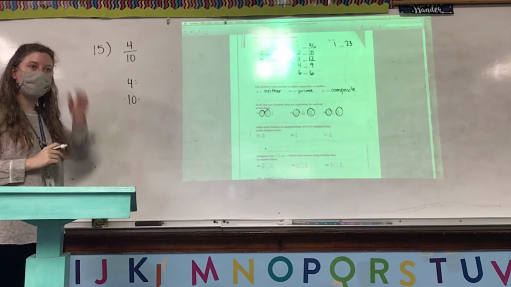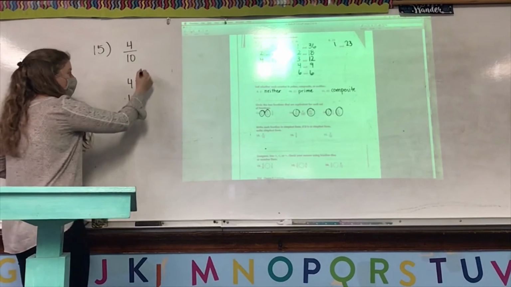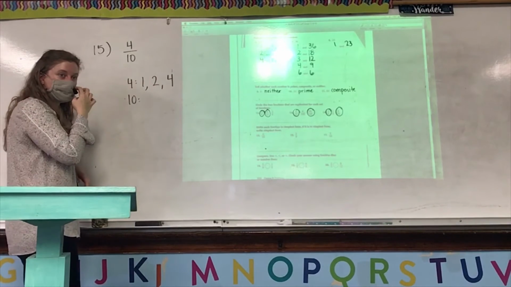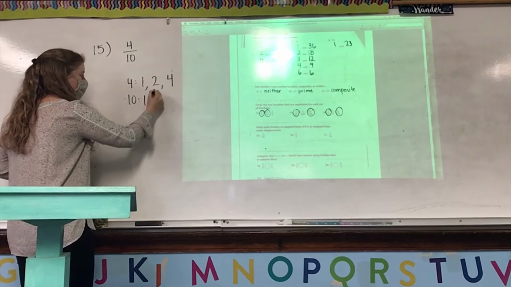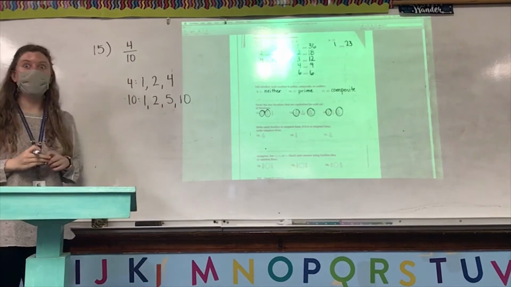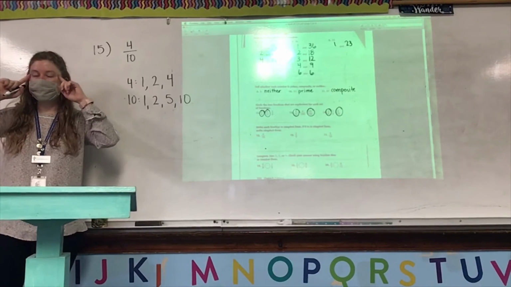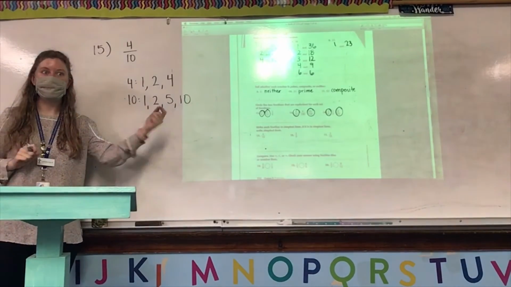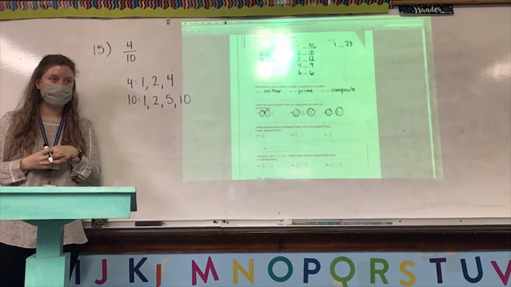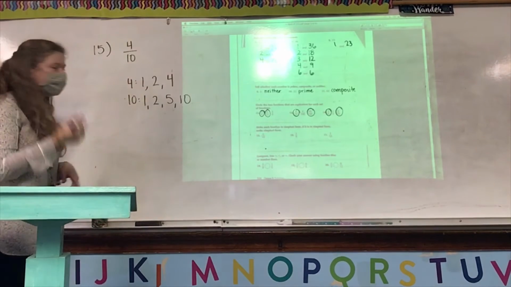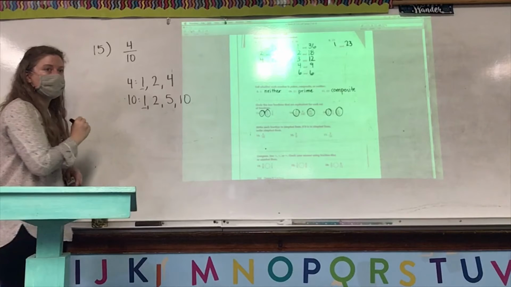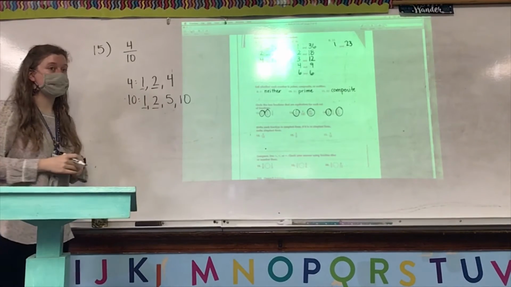What are the factors of 4? 1, 2, 4. And the factors of 10? 1, 2, 5, and 10. The more you factor, the more you're like, oh, I know those factors. I've memorized those factors. Michaela, did you find that you had memorized these factors already by the time you got to this problem? Probably. What are the common factors? 1 and 2. What's the greatest common factor? 2.